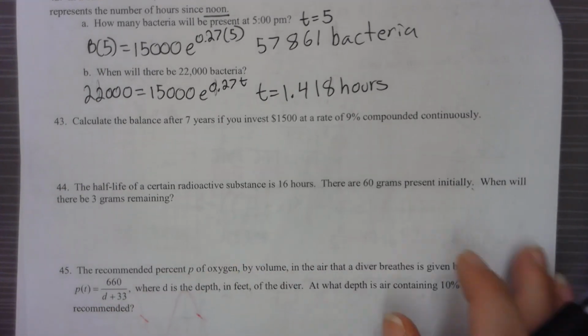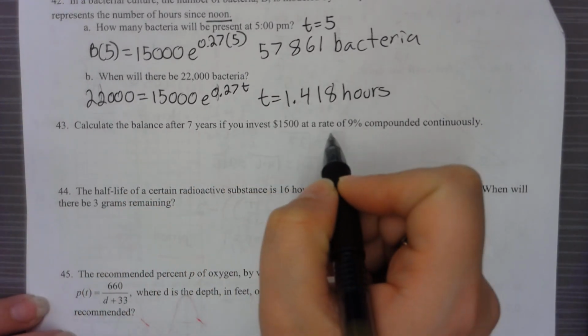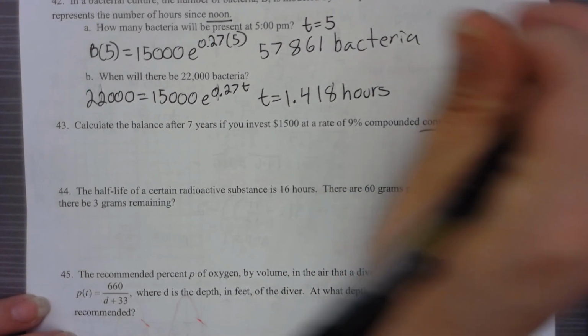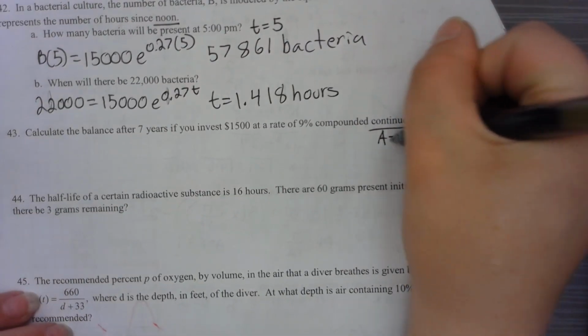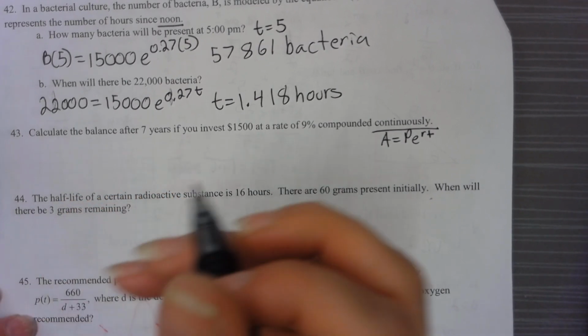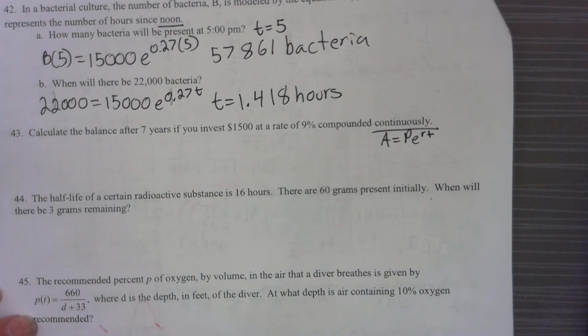Okay, moving on to the next one. It says, calculate the balance after 7 years if you invest 15,000 at a rate of 9% compounded continuously. So that compounded continuously means we're going to use the continuous compounding equation, which is A equals P times E to the RT, where P is our initial value, R is our rate, and T is our time.